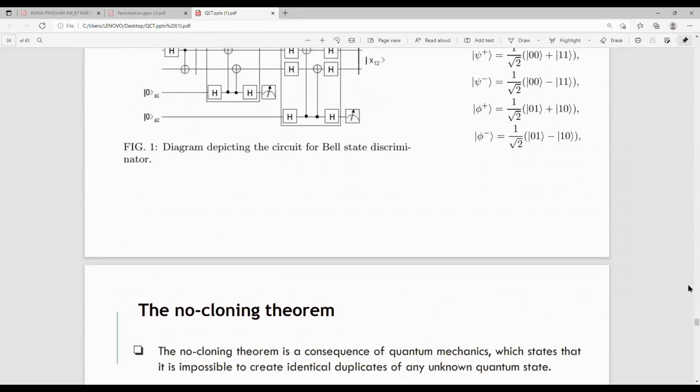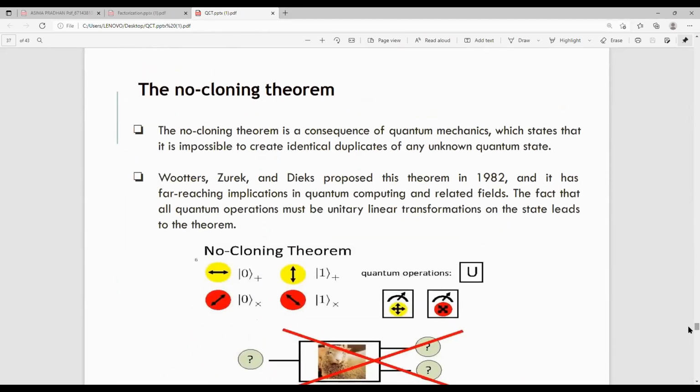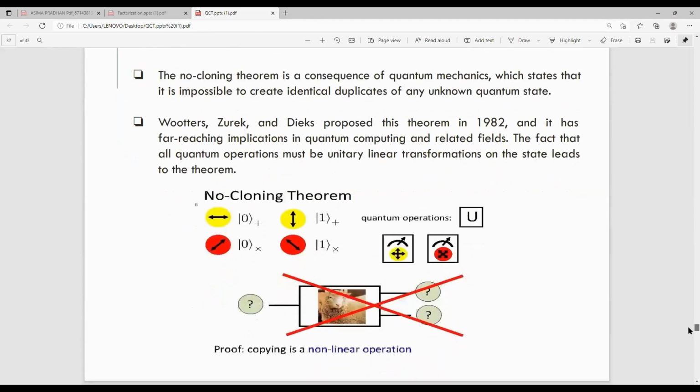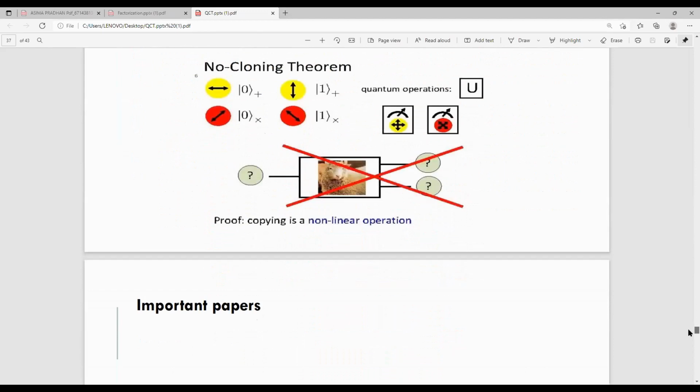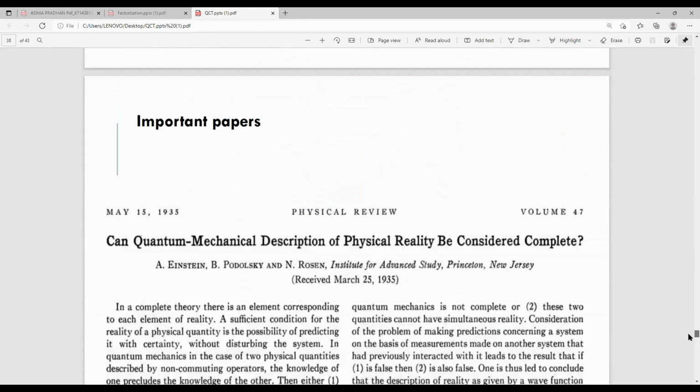Now, whatever quantum computation you are doing, you have to keep certain things in mind. One of them is no cloning. You cannot clone an unknown state. If the state is unknown, you cannot xerox it. So, it was 1981, quite some time back. Now that plays a very key role.